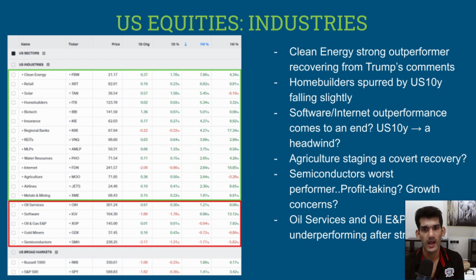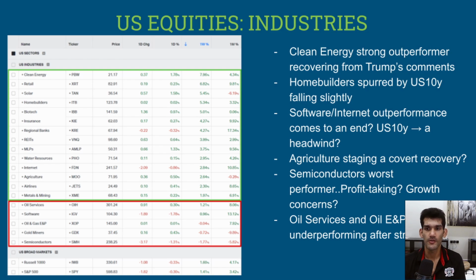Home builders have been doing relatively well this week. I think during the last part of the week, we've seen the US 10-year falling slightly. So I think that's kind of given home builders a bit of an impetus. And also, I think there is a little bit of anticipation that the Fed will cut one more time before the end of 2024. And that's going to be very good for the whole housing sector.